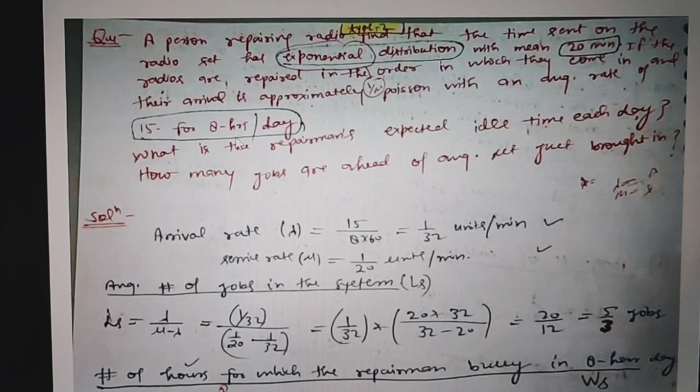what we have to find out is the repairman's expected idle time per day, and how many jobs are ahead of an average set. We also have to find how many jobs are ahead. For that, we first have to find the values of lambda and mu here. Lambda is the arrival rate. Arrival rate means 15 requests for 8 hours per day.